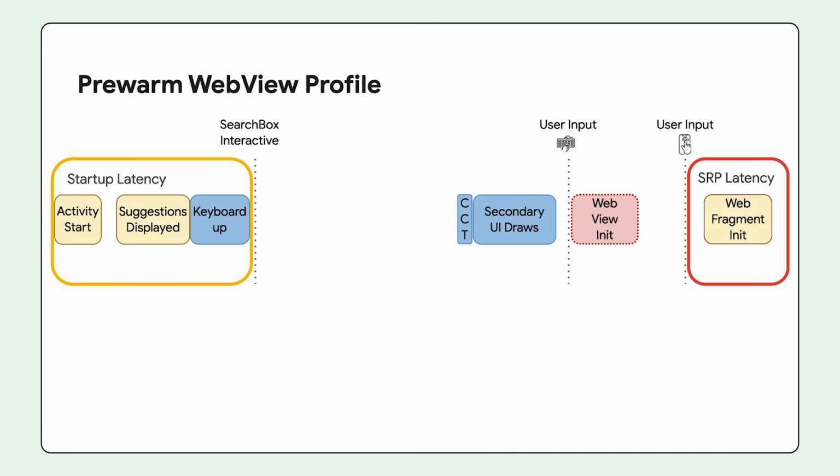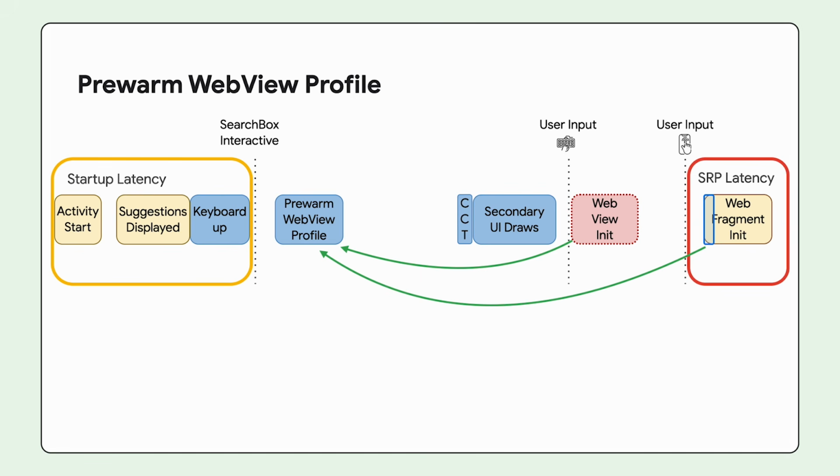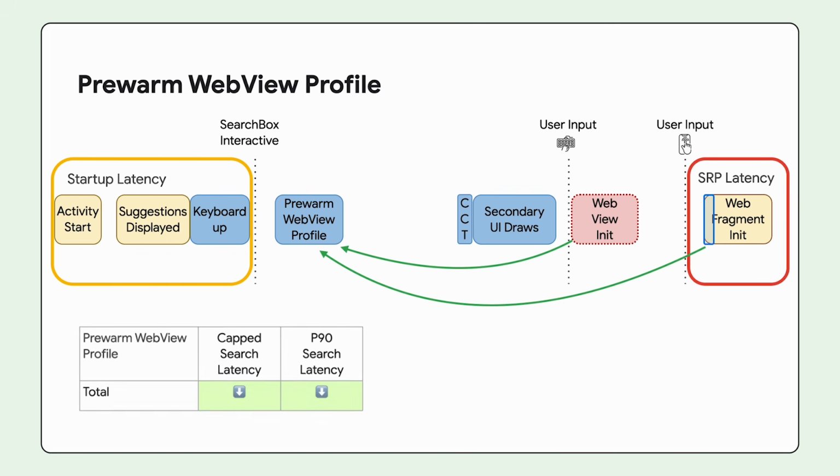Next, we figured out a way to start tackling the giant web fragment initialization. Thanks to the WebView team, we were able to call both a WebView startup and profile pre-warming. We realized that we could do this pre-warming once the suggestions and keyboard were available to the user. We had already been doing some pre-warming, but adding in the WebView profile alleviated some of the work from within the later web fragment initialization. We saw a modest search latency reduction from this change.